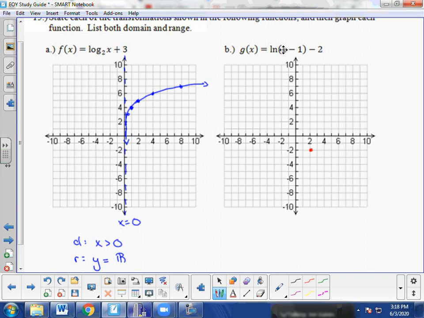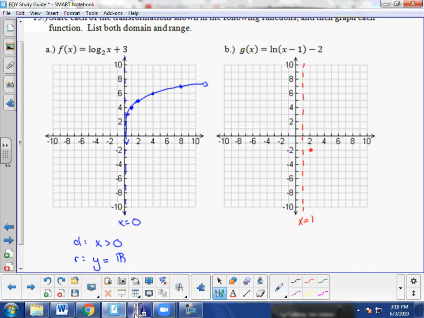This is a logarithm base e. Oh, sorry. Before I get to the base, let's go ahead and move the vertical asymptote, because the vertical asymptote is going to be affected by the horizontal shift. So it's going to move over to the right one. So I'm going to have a vertical asymptote at x equals positive 1. The base for this logarithm is e. So here's my initial point.